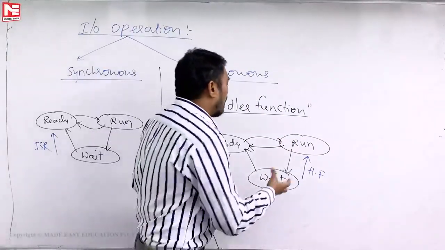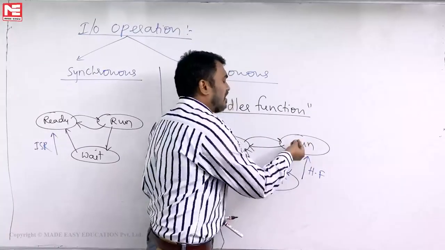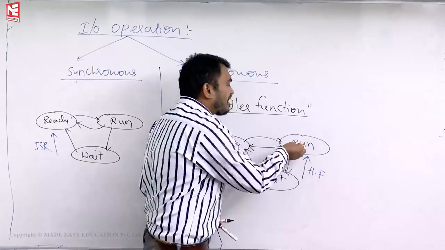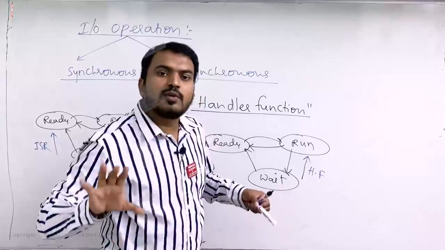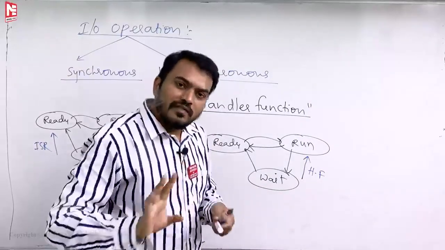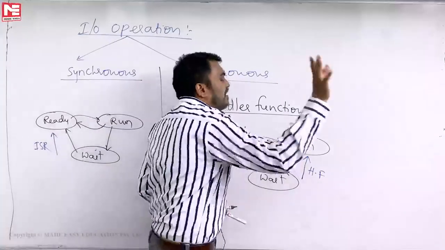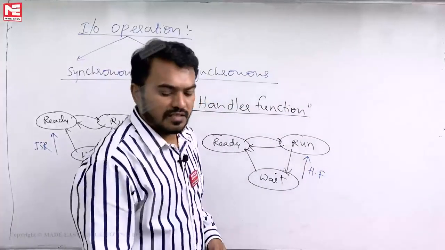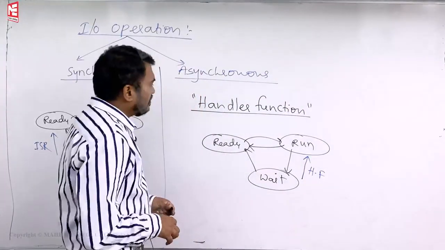Is that clear? So the handler function will be asynchronously invoked. The running process will be told that whatever data it requested for the IO operation is now available, and it can read the data and continue the execution. Is that clear? So that is about asynchronous IO.